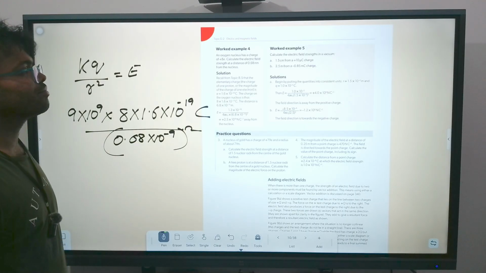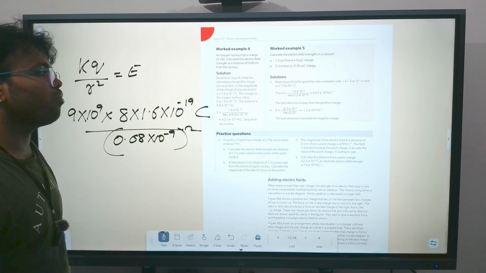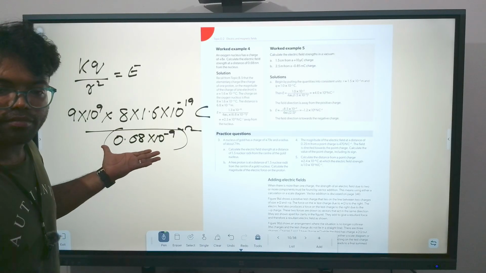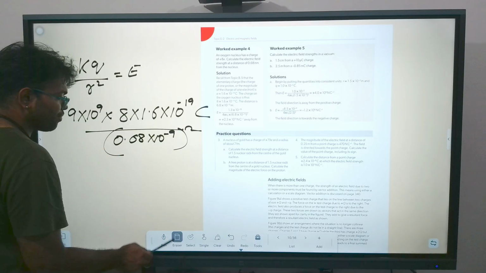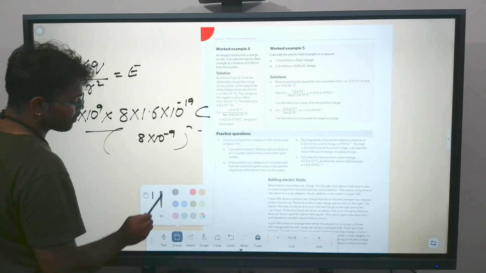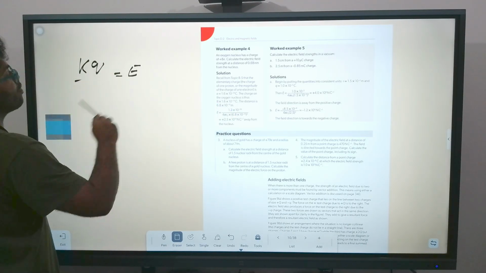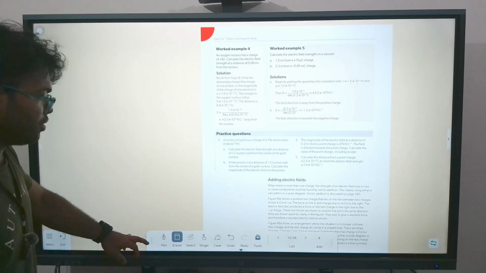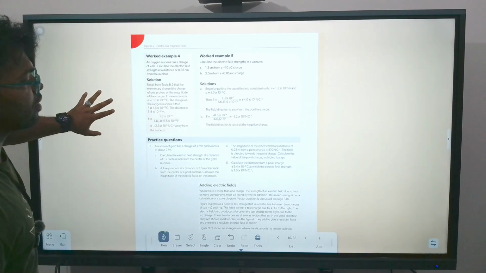Clear? Okay, this is how you solve the problem. Any doubts? Okay, next. Rest, I don't have to solve it because you can use the calculator to find the solution. Okay, next.